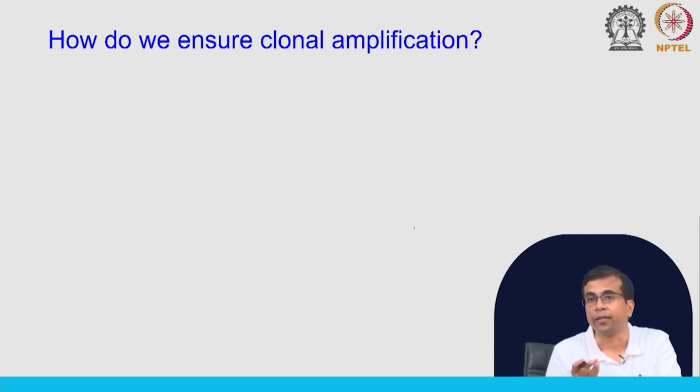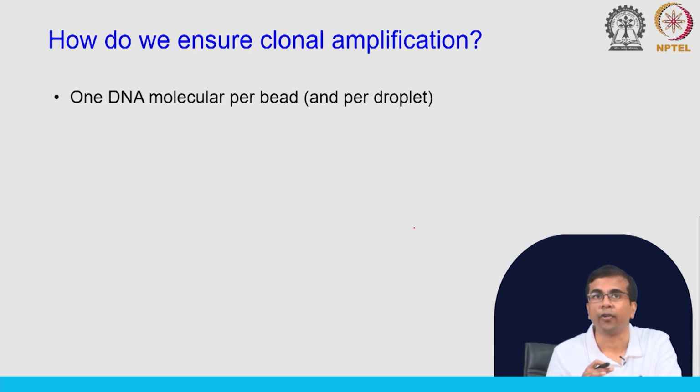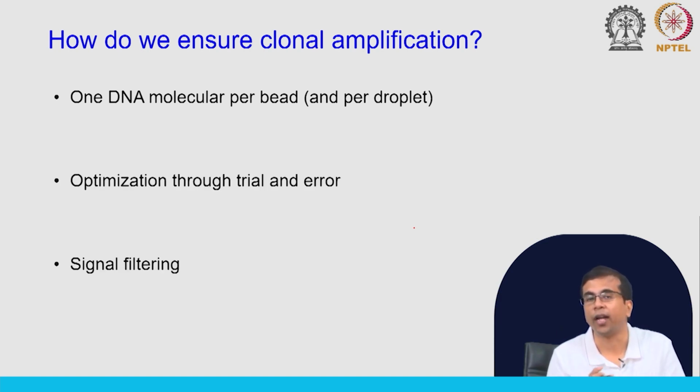So, how do we ensure there is this clonal amplification? As I mentioned, we start with one molecule and we amplify that molecule on the bead. So, you have one DNA molecule per bead and per droplet of the emulsion, and this is optimized through trial and error. But sometimes you cannot get one molecule; you might get 2, 3 or more, and in that case there would be some signal mixing during the synthesis process, as we will see in a moment, and that signal has to be filtered. So, we cannot use the data where you see this signal mixing.